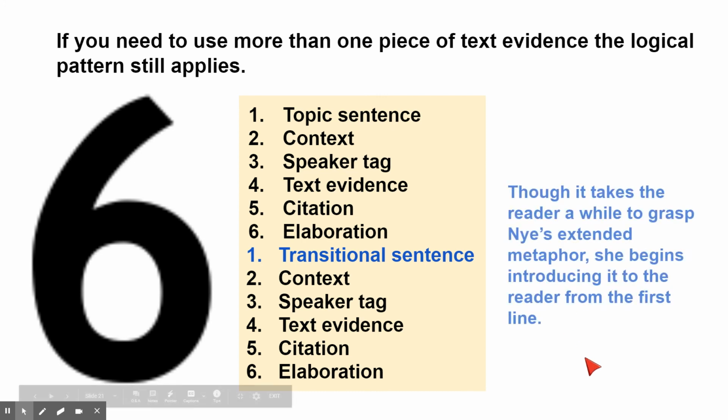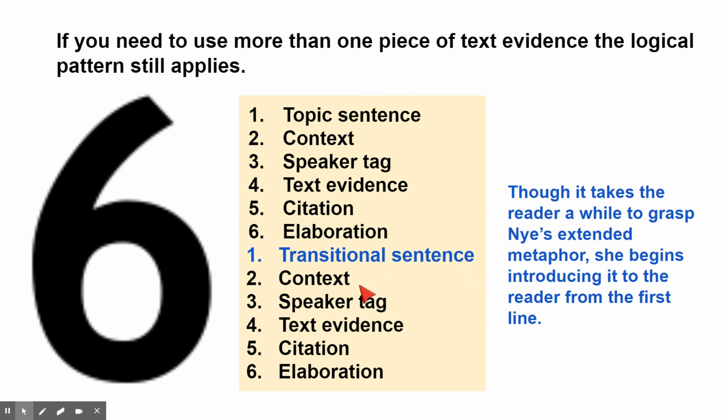So what would a transitional sentence maybe look like to answer the prompt about burning the old year? So when I use that first piece of text evidence, "so little as a stone," I've given my elaboration. Now I want to continue. So a transitional sentence might look something like this. Though it takes the reader a while to grasp Nye's extended metaphor, she begins introducing it to the reader from the first line. And then that's my transitional sentence.